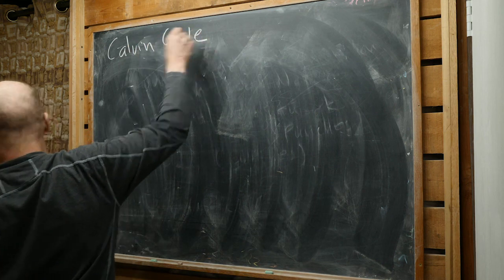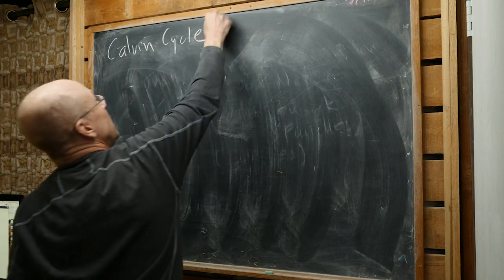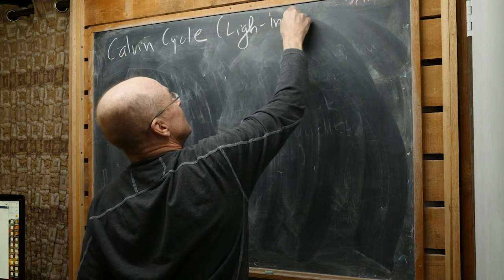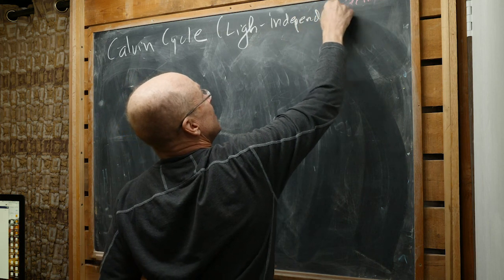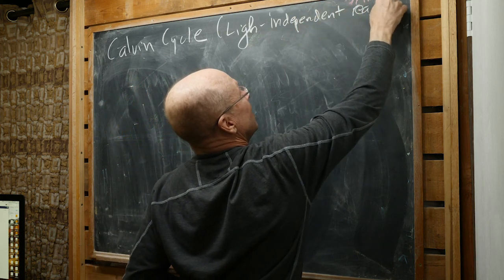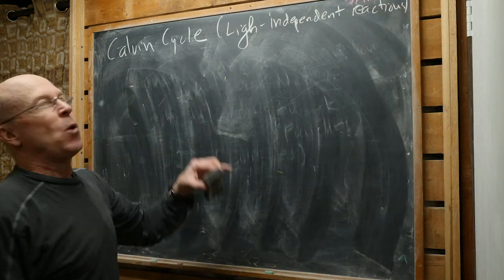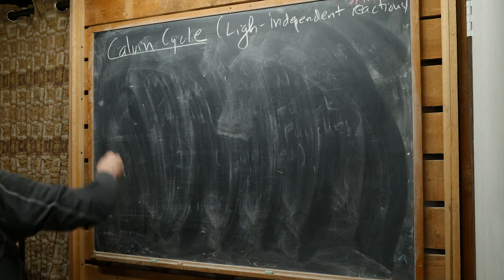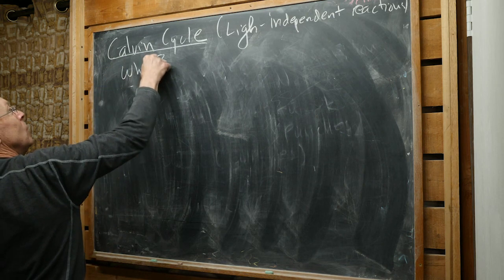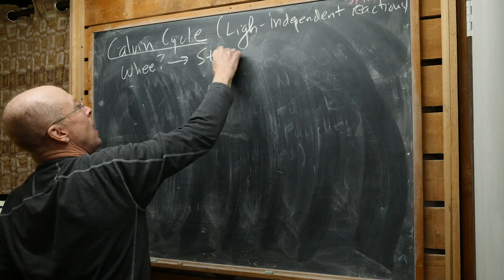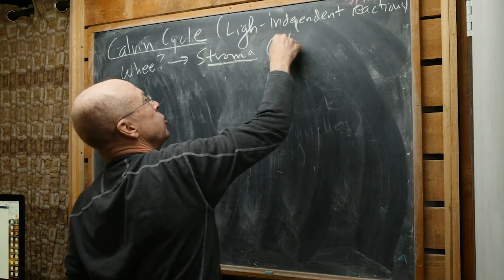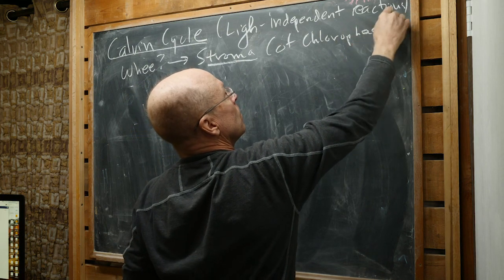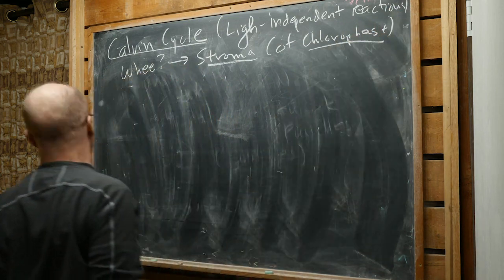So, Calvin cycle. We call these the light independent reactions. These ones do not require light. That's the idea. Light independent reactions. The Calvin cycle. We'll start off with where the Calvin cycle is. And this is going to be in the stroma. Of course, it's the stroma of the chloroplast, right? So the stroma of the chloroplast.